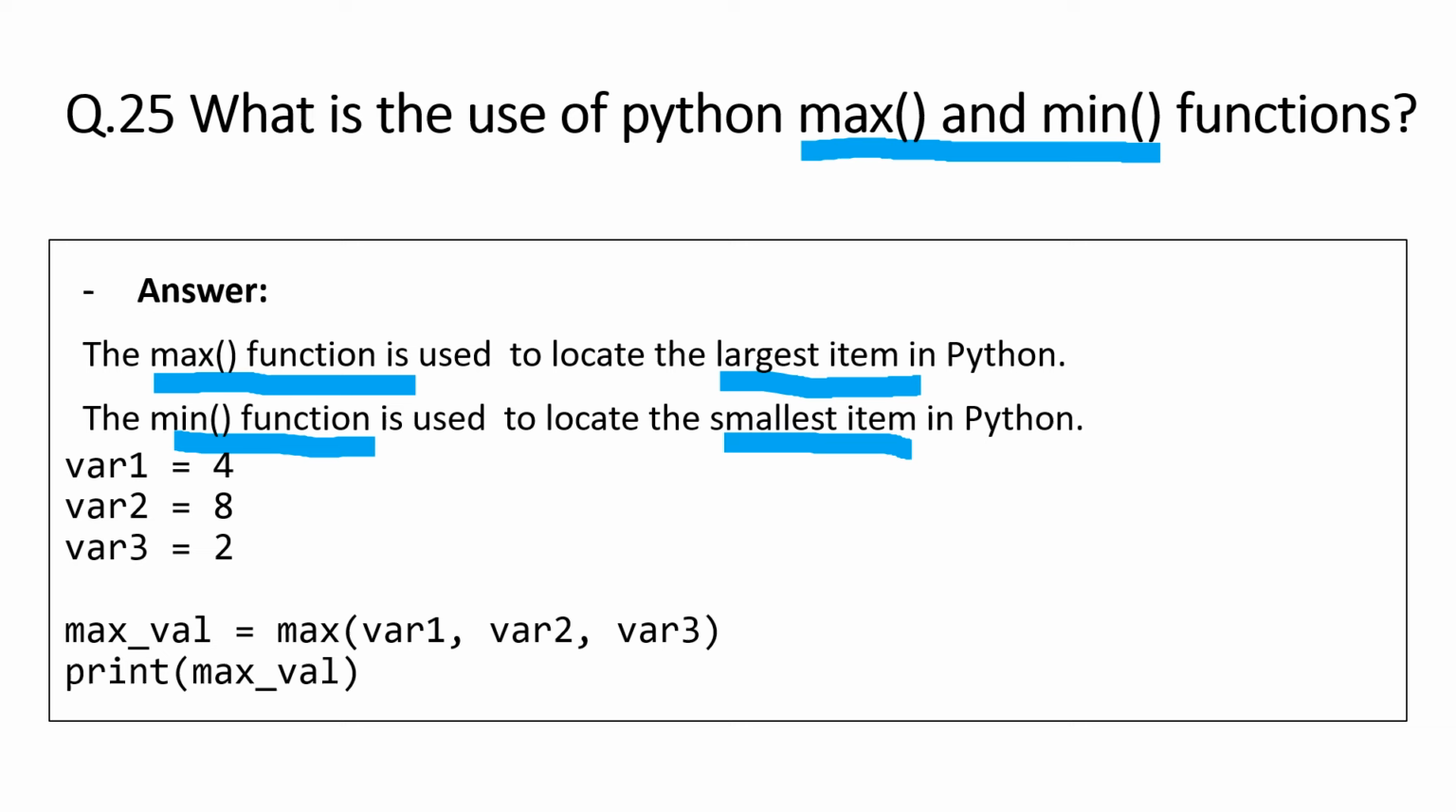This is the example given for the max function. Variable 1 is equal to 4, variable 2 is equal to 8, and variable 3 is equal to 2. So here we are using the max function, and the max function is used to locate the largest item in Python. So the answer will be 8, as 8 is the largest item. It will print the maximum value, so it will print the number 8. So this is the example of the max function.